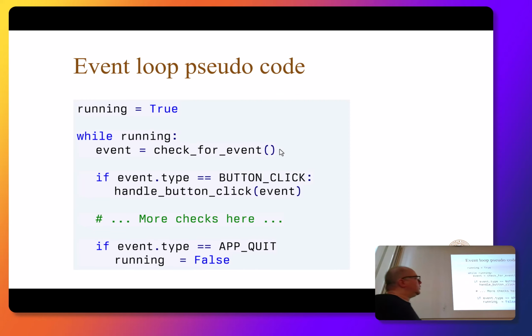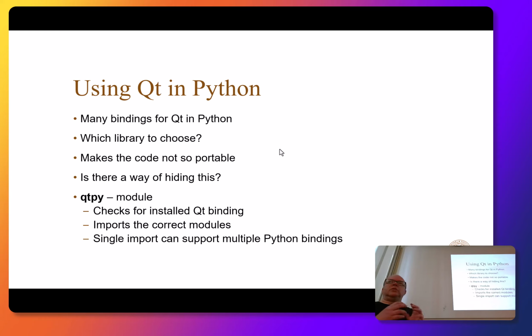But this is pseudocode. For example, you set the flag while running is true, and then you have while running, a check for events, and then if event is button click, then I call some kind of routine to handle this button click. And then you have a lot more checks here, and then at some point if the event type is application quit, then I set running equals false, and then I exit out. You actually never see this code yourself. It's embedded into the Qt library. So you basically call a routine that starts the loop, and that function exits when the loop exits as well.